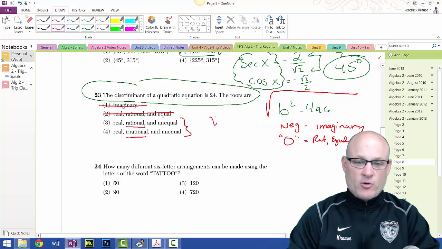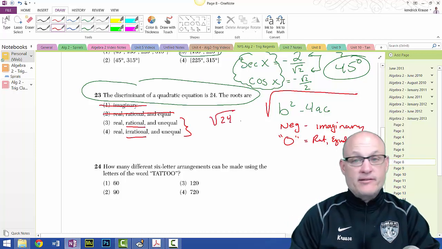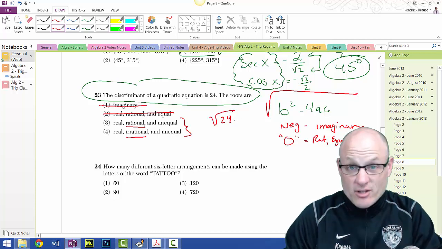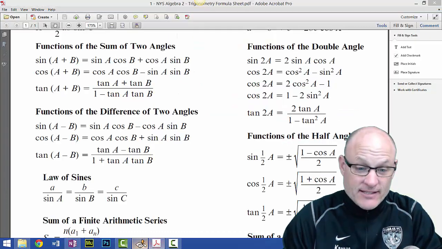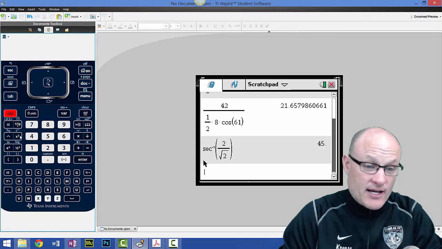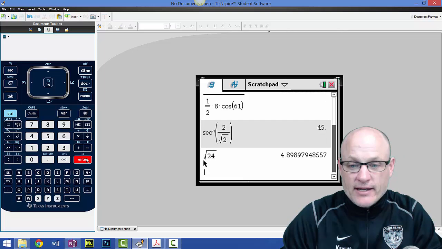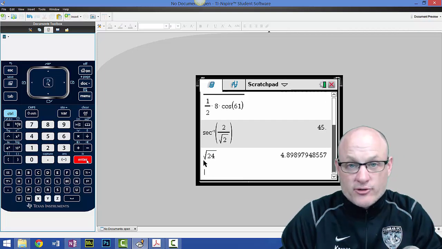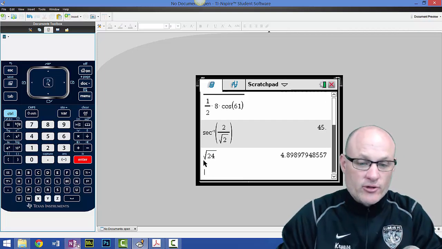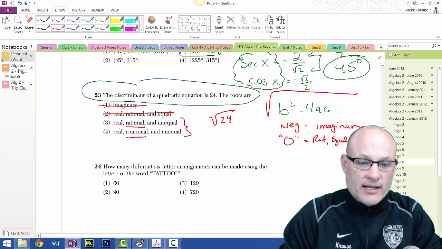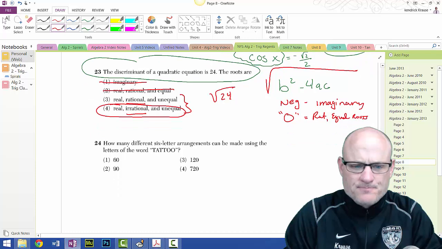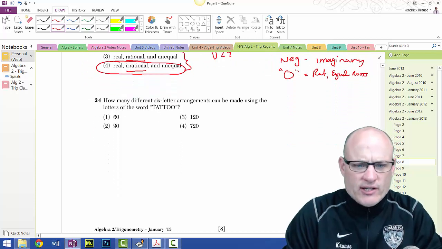Well, let me ask you a question. Does anybody off the top of their head tell me what the square root of 24 is? I know it's close to 5, because 25 would be 5. Oh, it's 4.8989745. Does that look rational to you all? Does that look like something you can turn into a fraction? Absolutely not. The answer is choice 4. It is irrational. Kabam!